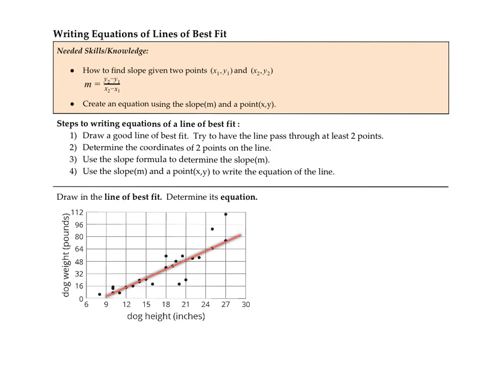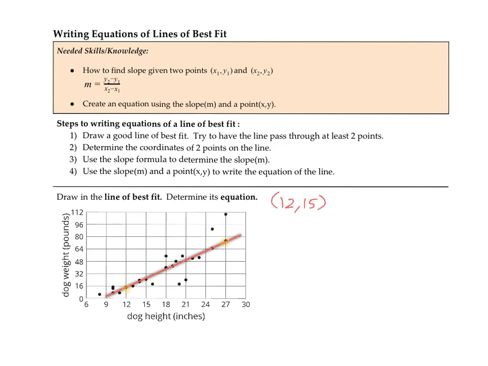So let's look at the 2 points that I'm going to choose to create the equation of this line. I would choose this because this is a good point which is given, and I'm going to go with this one here. So what will be the coordinates of these 2 points? The first point that I highlighted, the coordinates would be 12 and 15.